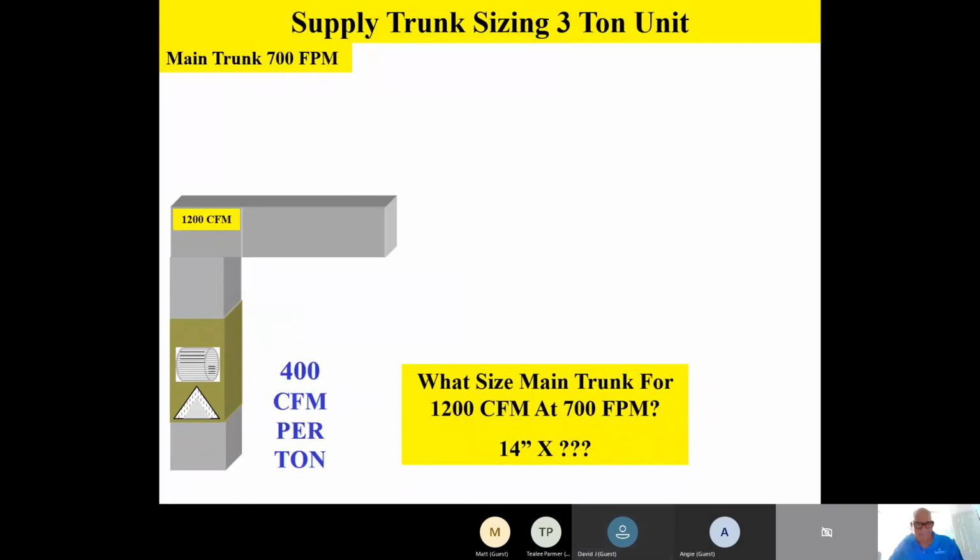Okay. All right. So as we do this interactive, go ahead and just unmute your mic, and if you've got the answer, go ahead and give me the answer, and then mute your mic back up, and then we'll make this kind of interactive. So a 14 by something will give us 1,200 CFM at 700 feet a minute velocity. What size duct would that be?